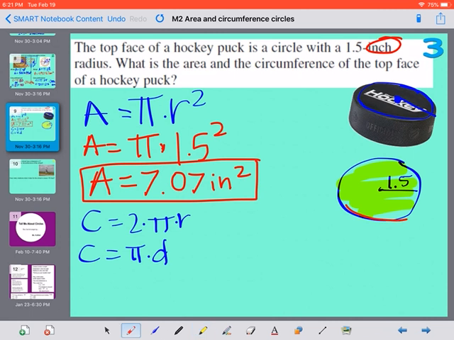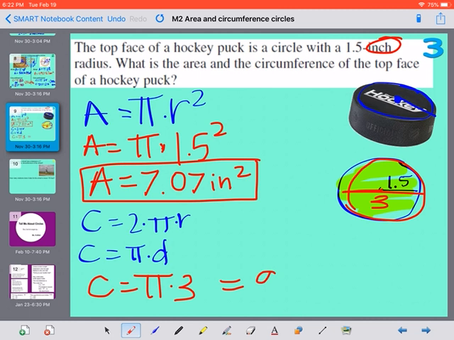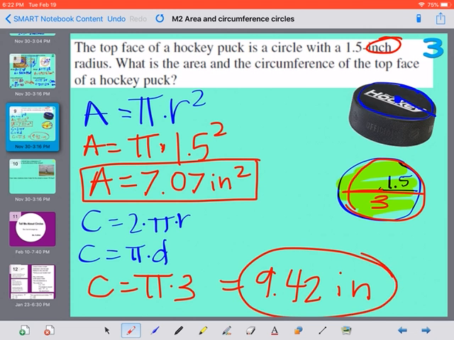So now the circumference, the distance around, we have pi times the diameter. If you want to do the whole thing, 1.5 times 2 is 3 inches. So the whole thing across would be 3 inches. Or you can plug in 2 times pi times 1.5. And you get 9.42. We're talking about inches. That's a distance straight around, so just inches, no squared.